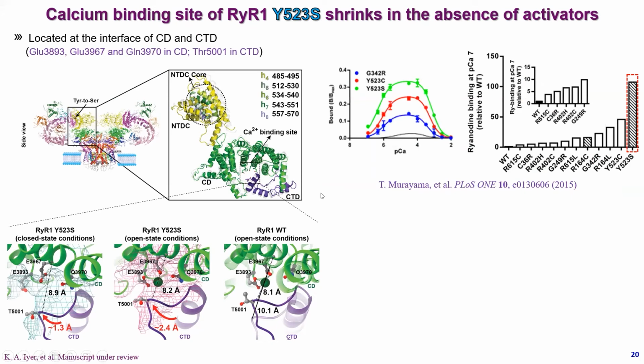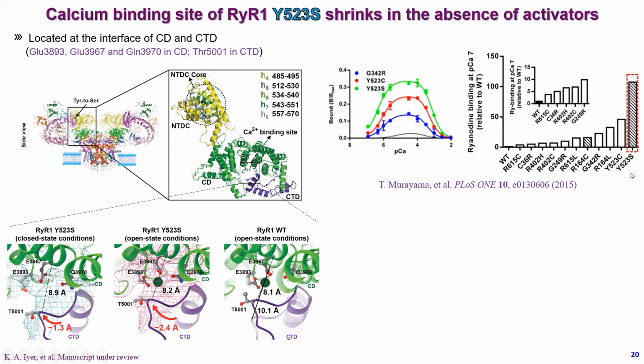The radioligand binding curve over here in green represents that of the mutant channel. You can see that at very low calcium concentrations, the mutant shows increased binding to ryanodine as compared to wild type, which is shown in black over here.